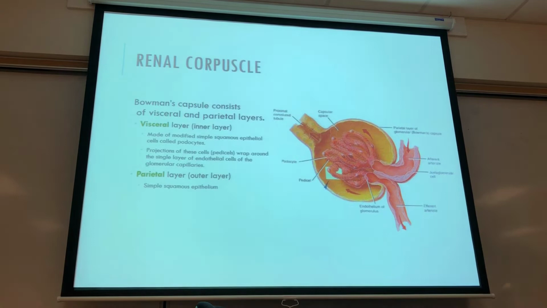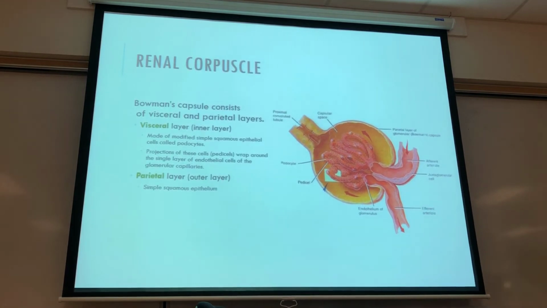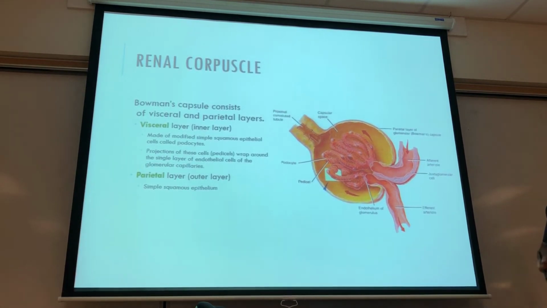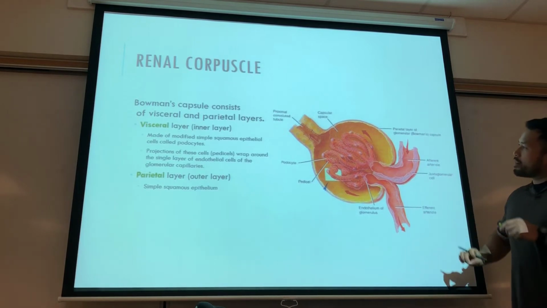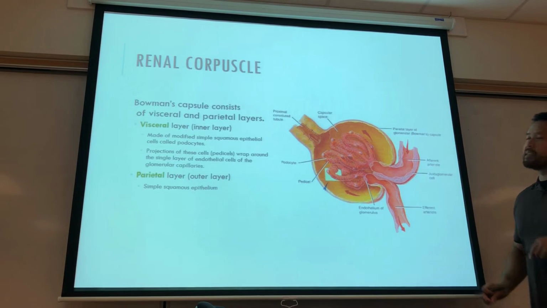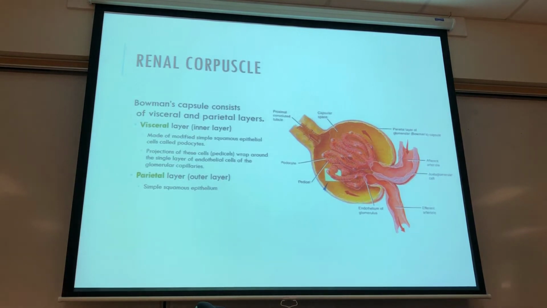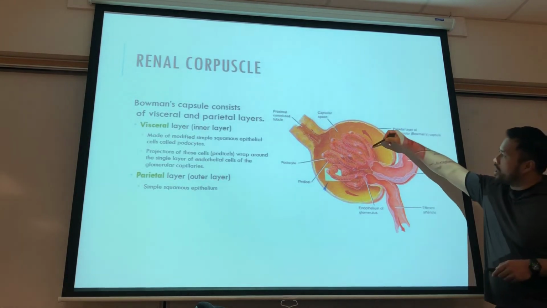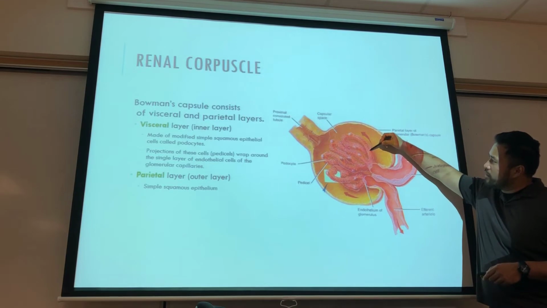And the whole purpose of this visceral layer is to provide a covering for those capillaries. So if you take a look at the visceral layer, notice these dots right here? These dots are called podocytes. They're cells that are part of the internal layer, that visceral layer. And these podocytes have these extensions of the cell membrane. And they literally will wrap around.